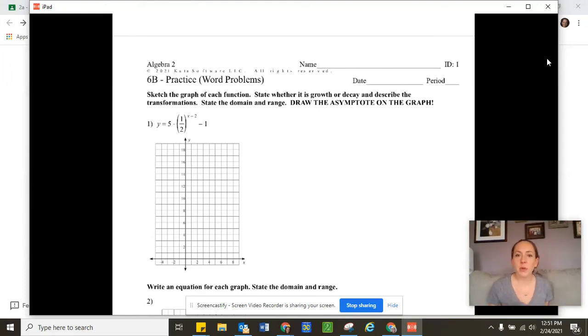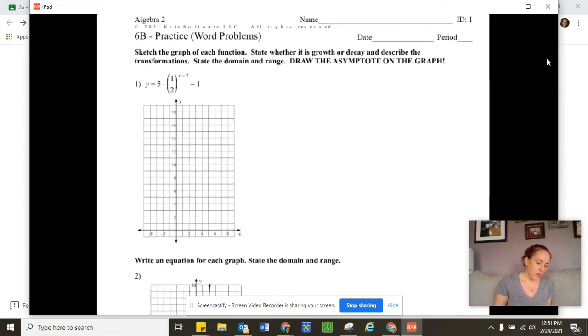I was going to go over the practice problems for anybody who is still having trouble with word problems or whatever. So just as a review, the stuff we did the first half of the week was transformations.